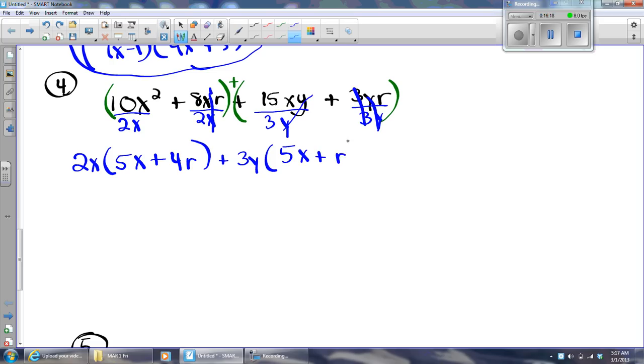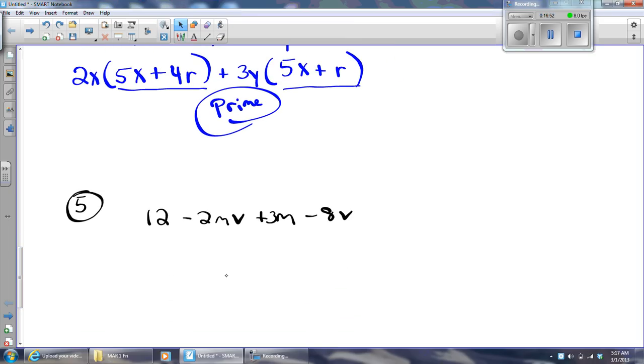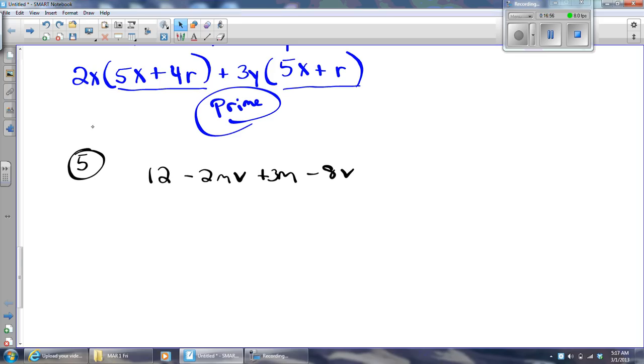Uh-oh, we're stuck. Either Mr. Lawrence made a mistake, which I think he did, or this problem's not done. I'm going to double check my math, and this one would be prime because it can't be factored any further. You see how there's a 5x plus 4r here, and there's a 5x plus r. They don't match, so they're not a common factor. Okay, it's actually a mistake on my part. I apologize for that, but can't be factored, so it's prime. Okay, let's take a look at the last one. It's okay because this video is running long anyway.